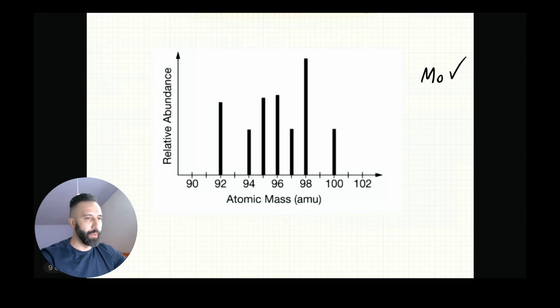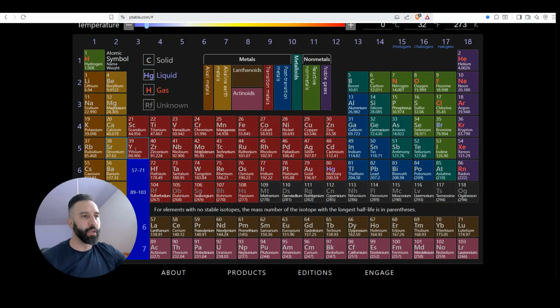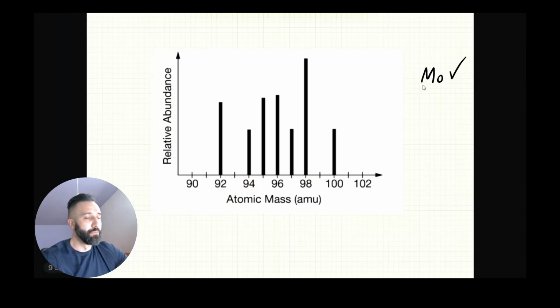So let's see what options we've got. 91, 92, wait, 93, not possible, right? There's nothing in 93. 96, possible, almost exactly in the middle. This is 98, not possible, right? So this is for sure correct. Molybdenum. I can't possibly spell that.